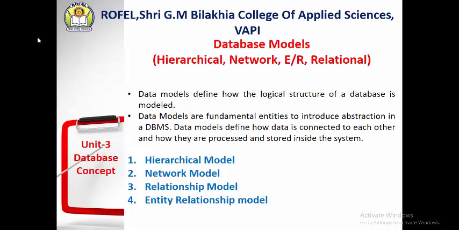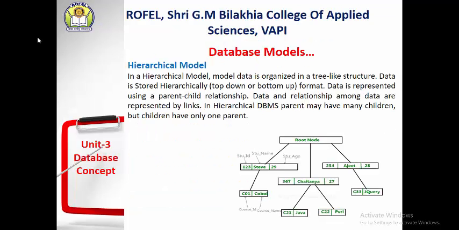There are various data models that have been proposed in DBMS, like the hierarchical model, network model, relational model, and entity relationship model. There are 4 different kinds of models. Now let us learn one by one. The first data model is the hierarchical model.